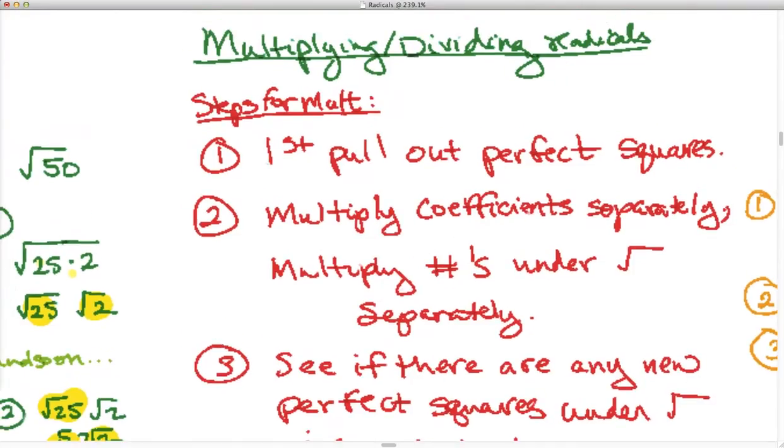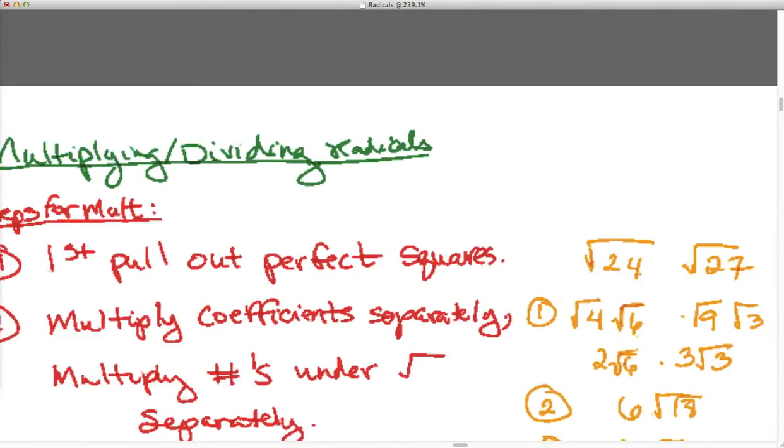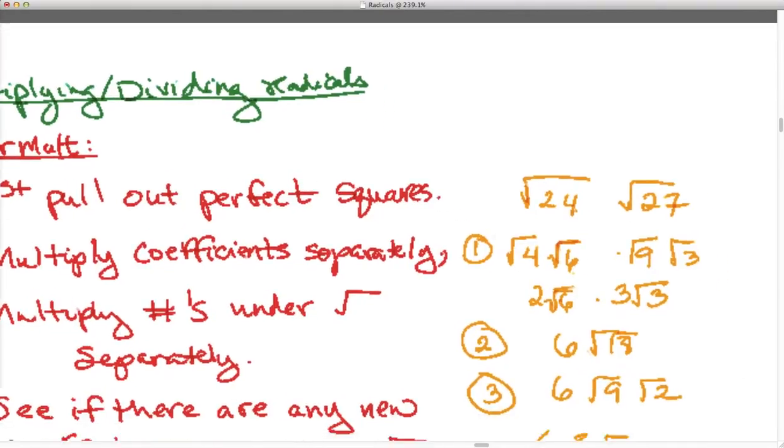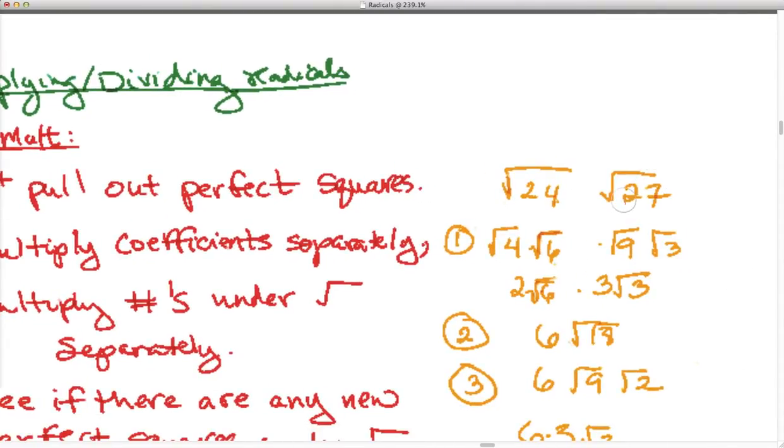If we're multiplying and dividing, what you want to do for multiplication first is pull out the perfect squares. You don't want to go 24 times 27. That's a huge number. So let's break it down into numbers we can deal with. I know 24 is 4 times 6, and 4 is a perfect square. So I can take the square root of this 4, and it becomes 2. And then the square root of this 9, and then it becomes 3.